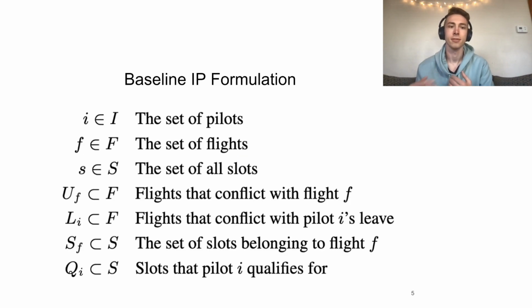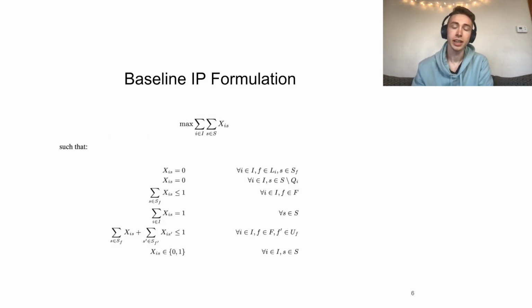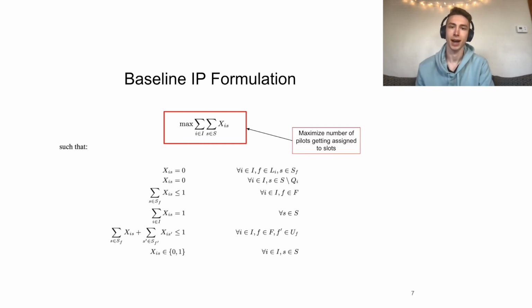So we first have our sets and subsets. I, F, and S, respectively, are the sets of pilots, flights, and slots. And we have these subsets used to help us encode our constraints. In our formulation, X is our decision variable, where X sub I, S is 1 if and only if pilot I is assigned to slot S, and it's 0 otherwise. So we want to maximize the number of pilots getting assigned to slots across our solution.